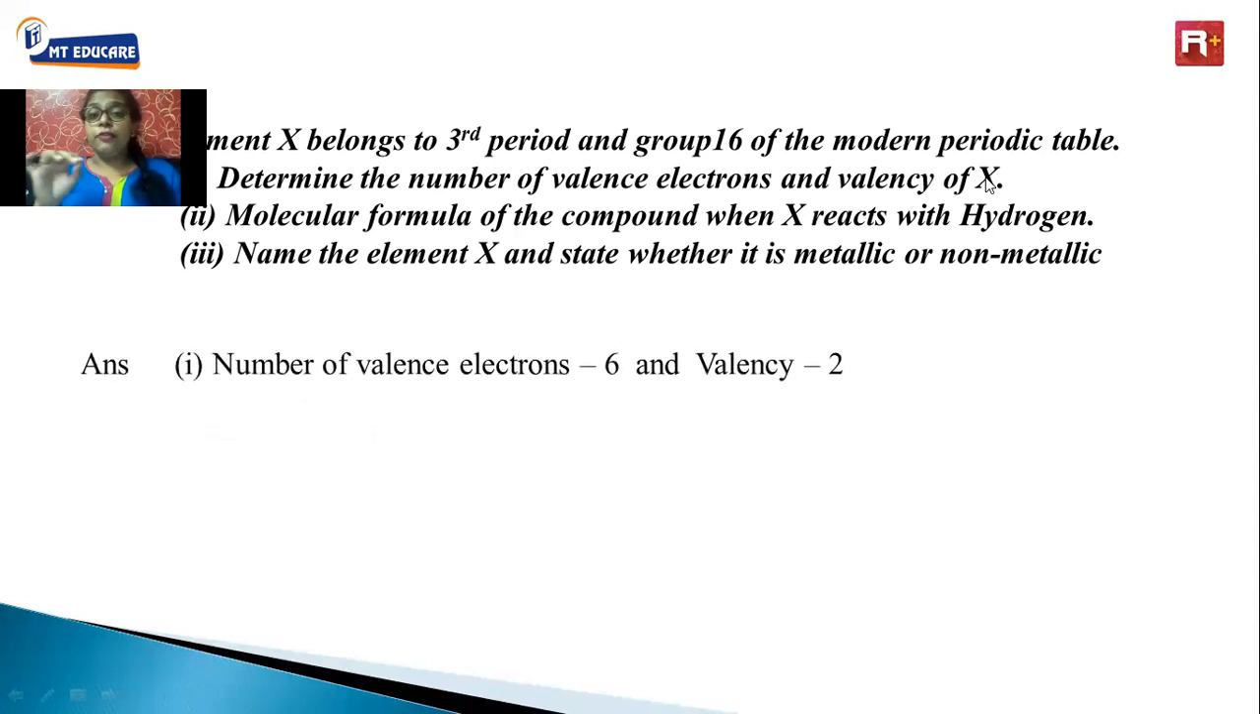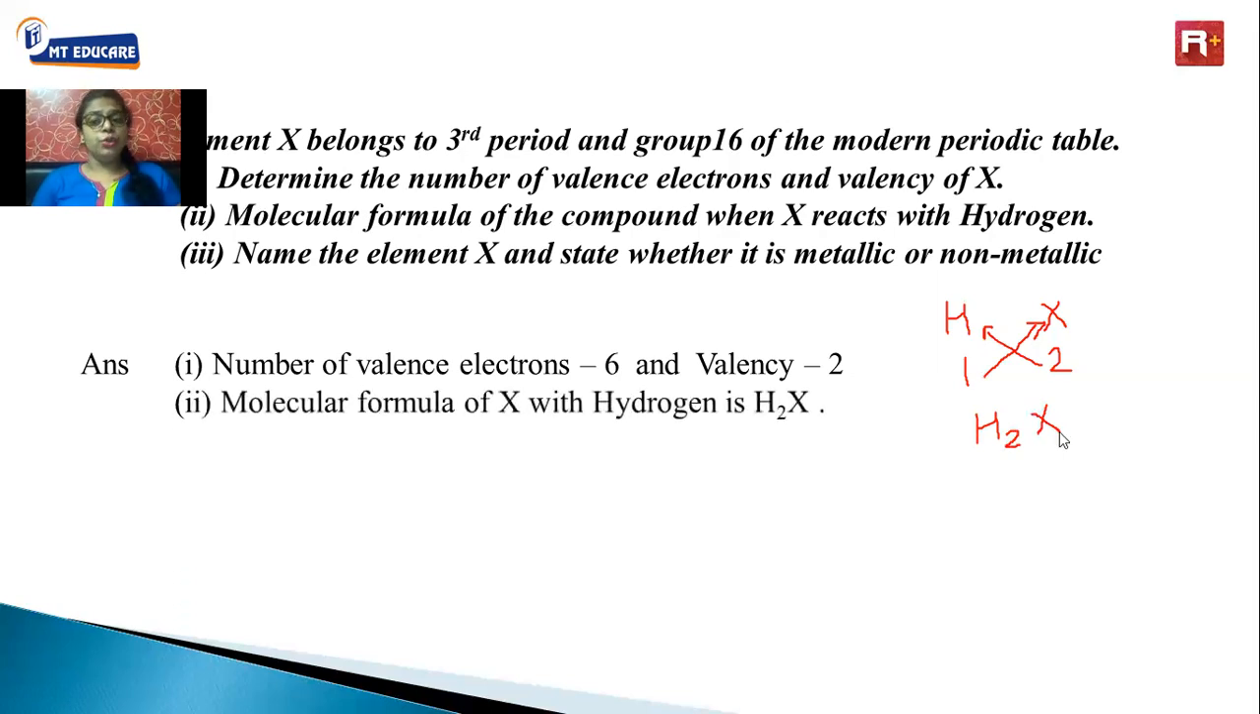Yeah. Next, the molecular formula for the compound X forms when it reacts with hydrogen. Now, students, when you talk about the molecular formula, we need to know the valency of both the elements. So this is hydrogen and this is element X. We have just found the valency of element X, which is 2. Hydrogen's valency is 1, as we all know. What will happen? Crisscross: 2 gets multiplied here and 1 gets multiplied here. So what will the formula be? The formula will be H2X.